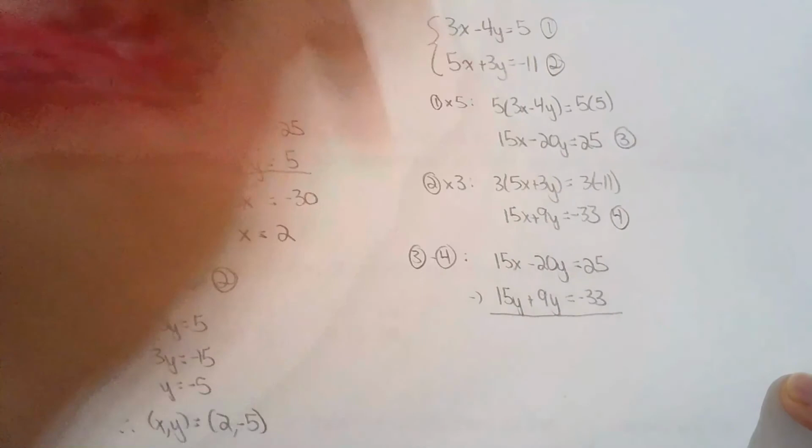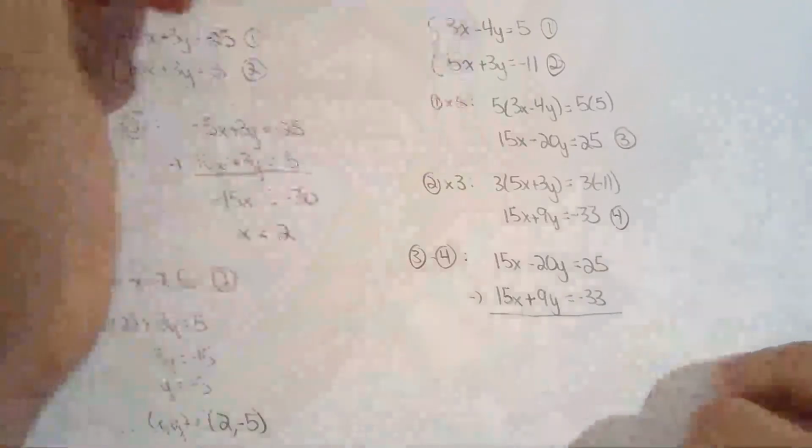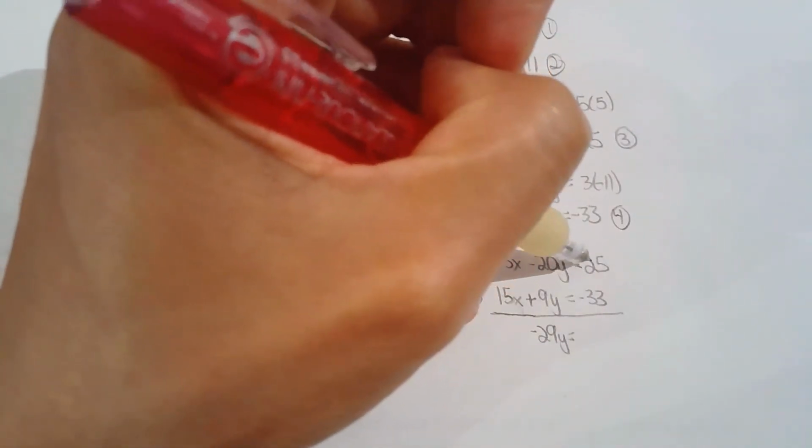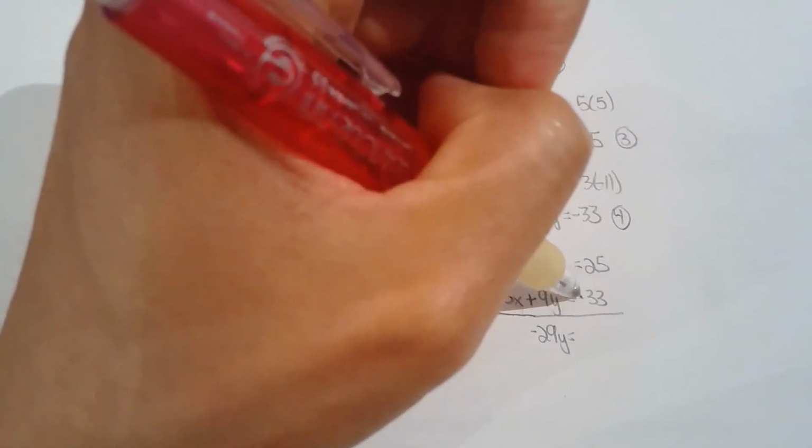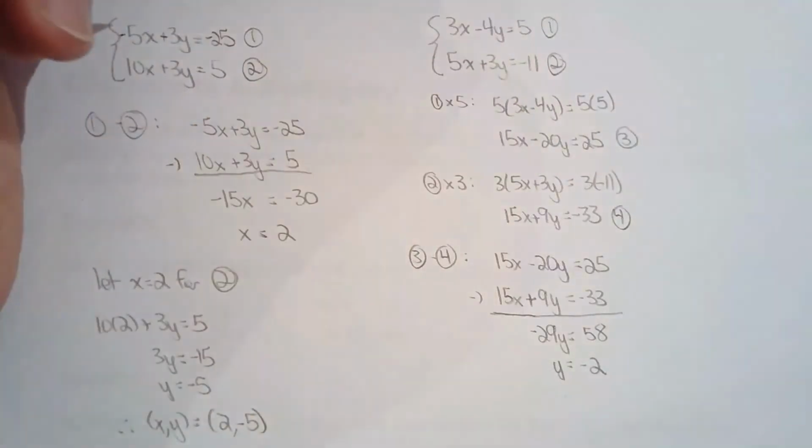Beautiful. I wanted to show you. Okay, so x cancels. Okay, so negative 20 minus 9, negative 29y. Now here, be careful. 25 minus negative 33. So that's 25 plus 33. So that's going to be 58. Divide both sides by negative 29. Hey, negative 2. Beautiful.